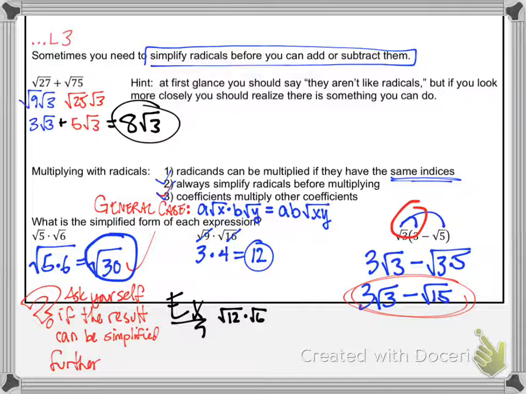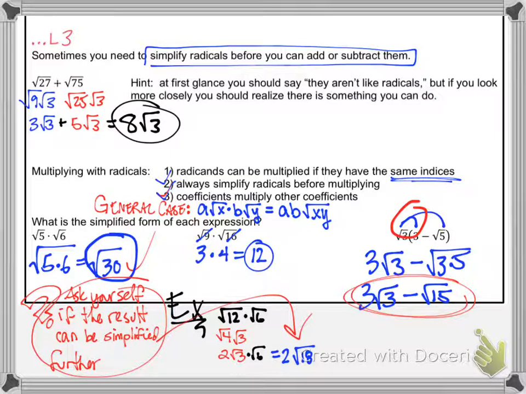Another good example here, copy this one down. Rad 12 times rad 6. I'm going to simplify the radical 12 first. That gives me 2 root 3 times root 6. Now when I multiply those, look at the root 18. You can actually simplify that further. So 9 goes into 18, so I simplify it thus.